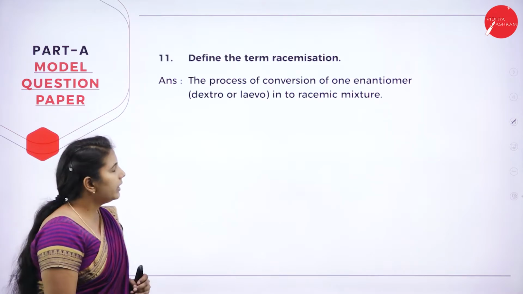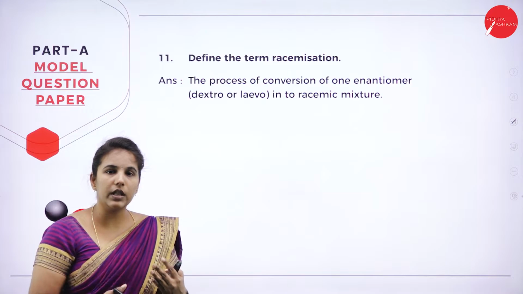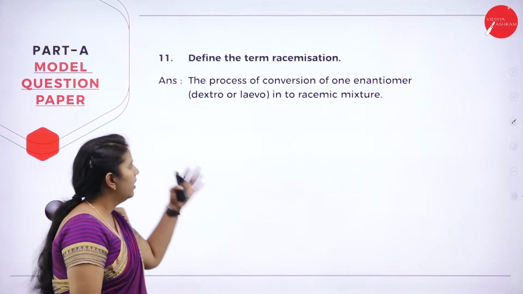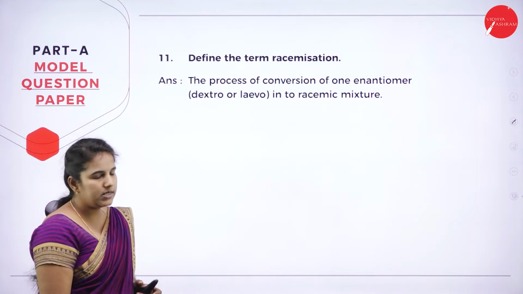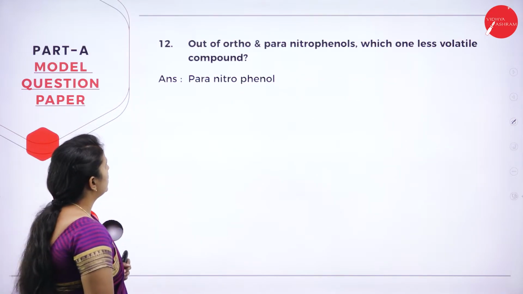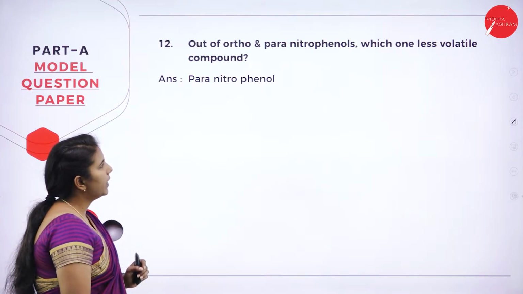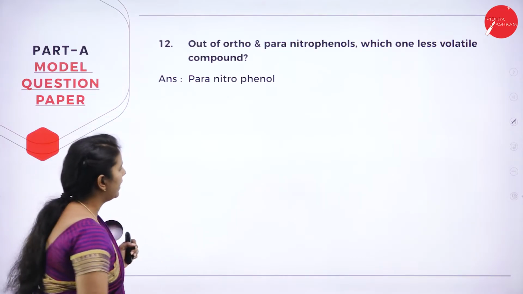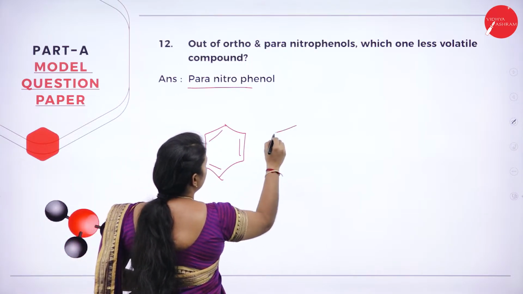Coming to the next question, define the term racemization. It is the process of converting enantiomers into a racemic mixture. It is called racemization. Coming to the next question, out of ortho and para nitrophenol, which one is less volatile? Here, just write the structure of the benzene ring.